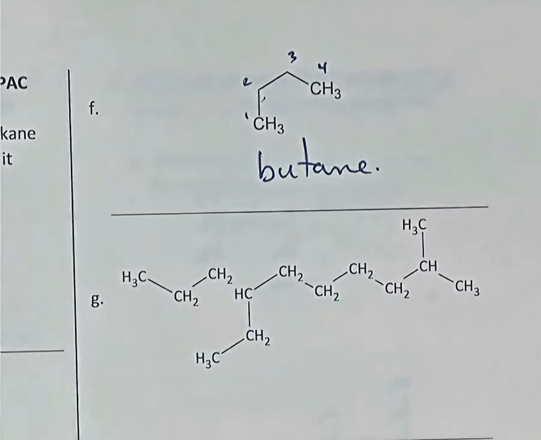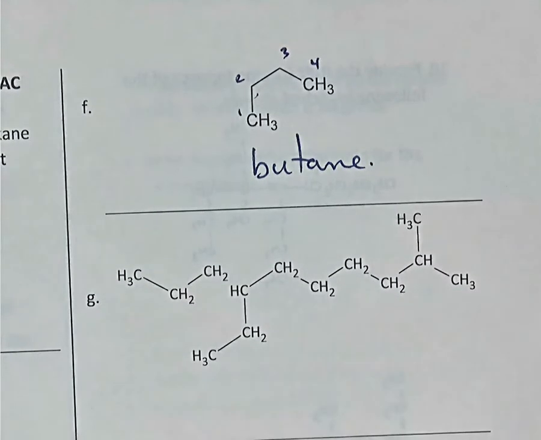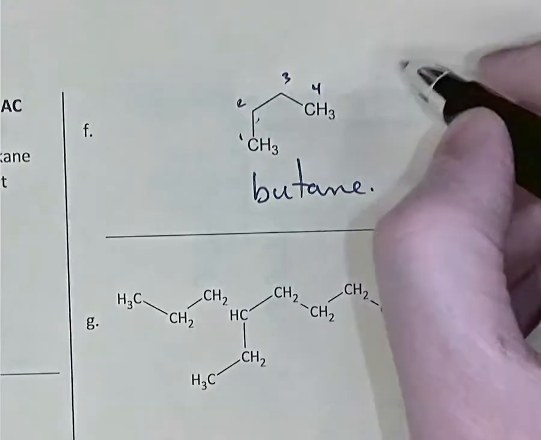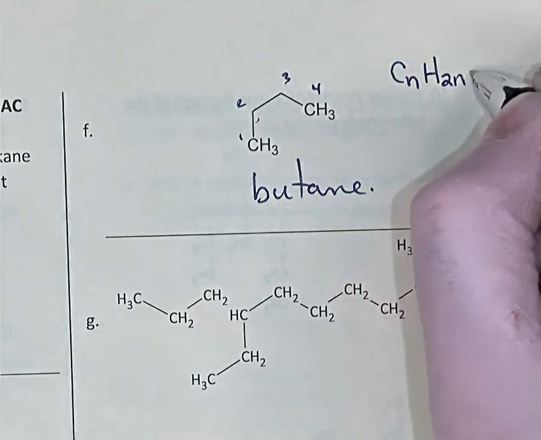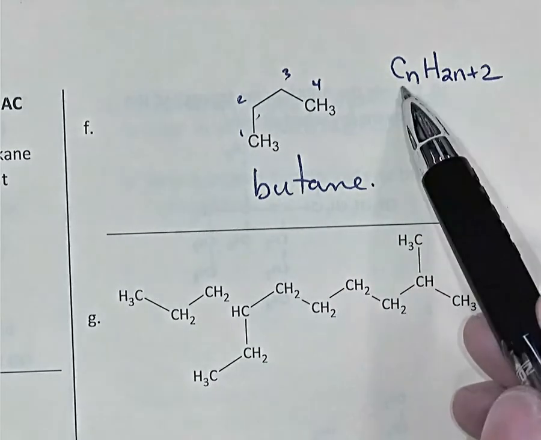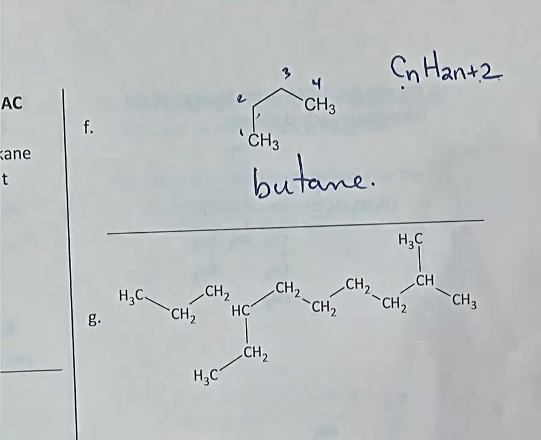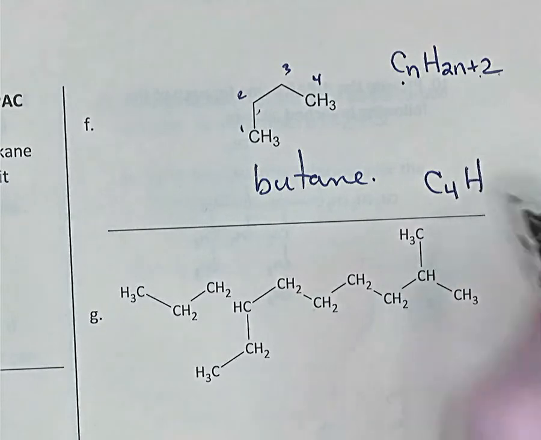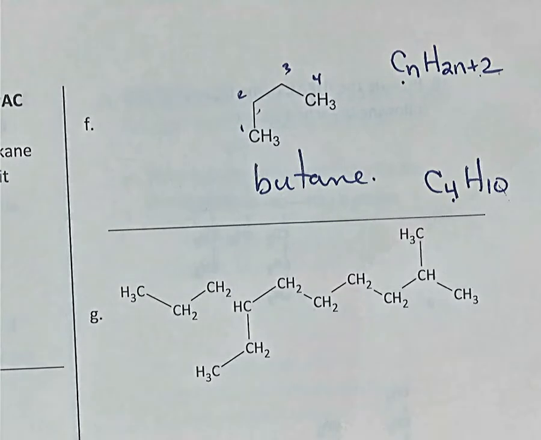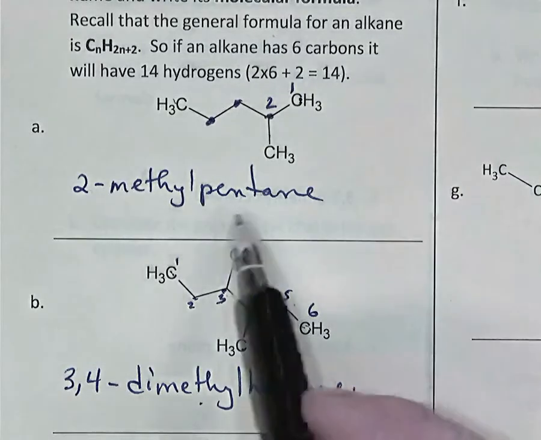Now I just realized I haven't been putting down the chemical formulas, the molecular formulas of these molecules. We were asked to do that. So we remember the chemical formula of an alkane is CnH2n plus 2. So your number of carbons doubled, and then 2 more is the number of hydrogens. So in butane, there's 4 carbons, so C4, and then to find the H's, you double the 4 and add 2, so H10.